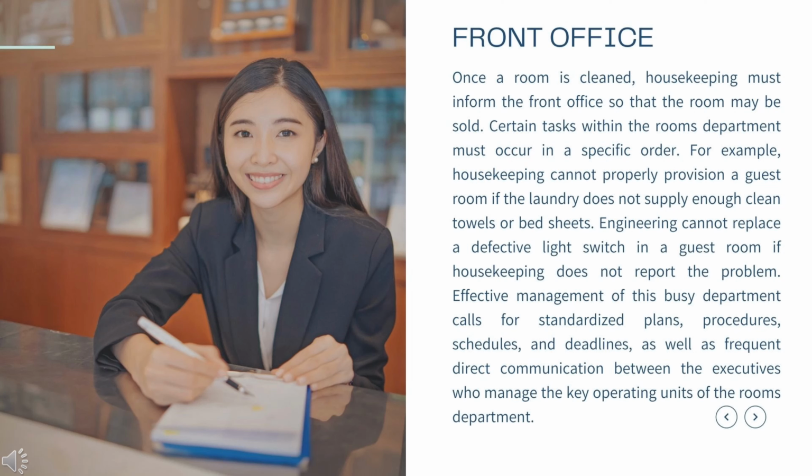Certain tasks within the rooms department must occur in specific order. For example, housekeeping cannot properly provision a guest room if the laundry does not supply enough clean towels or bed sheets. Engineering cannot replace a defective light switch in a guest room if housekeeping does not report the problem. Effective management of this busy department calls for standardized plans, procedures, schedules, and deadlines, as well as frequent direct communication between the executives who manage the key operating units of the rooms department.